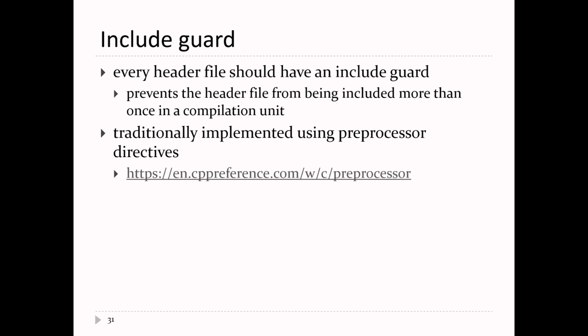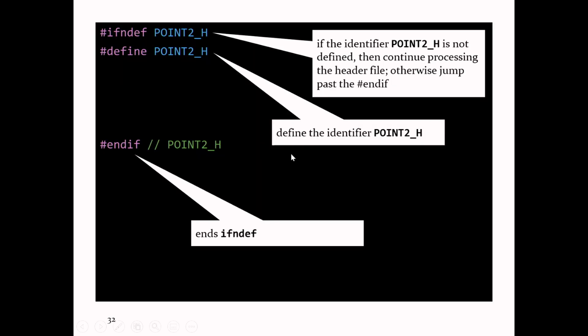Because now you're defining the point2 type twice, and all of the functions you're declaring twice, which you can't do inside of a single C source code file. So you have to prevent your header file from being included in the same source code file more than once. And that's the purpose of the include guard. So the way you define the include guard is as follows.